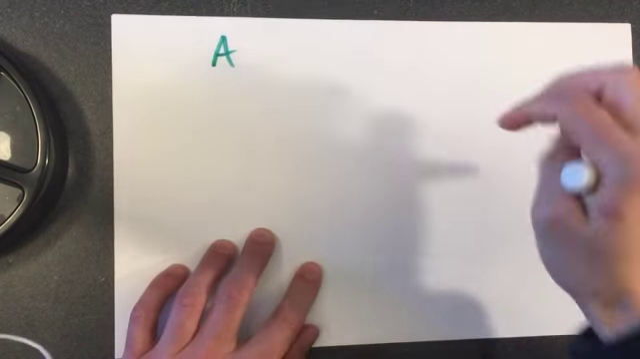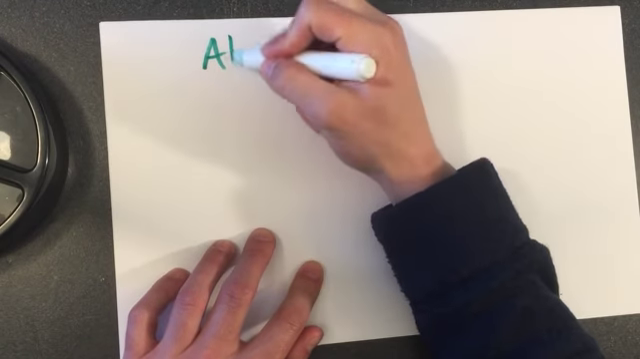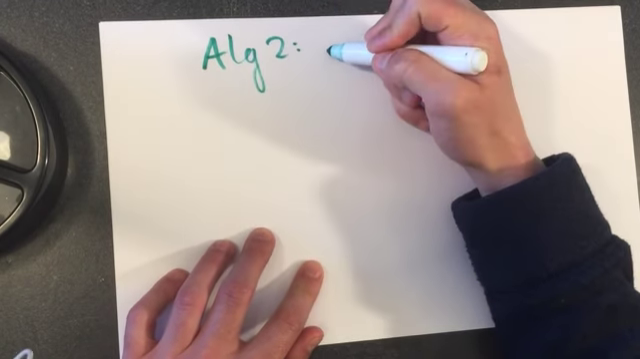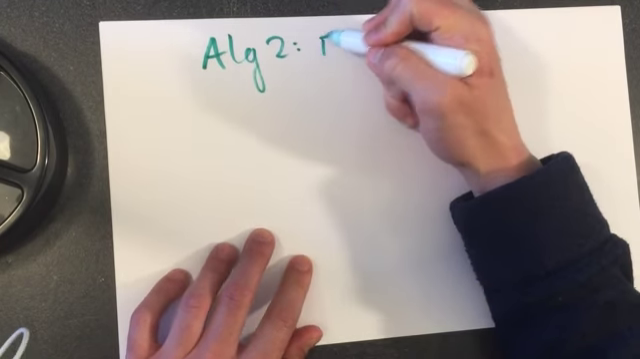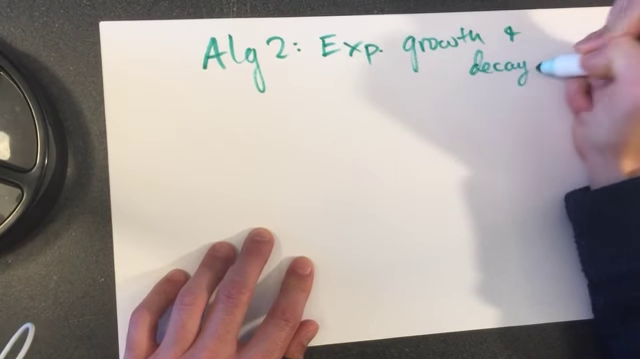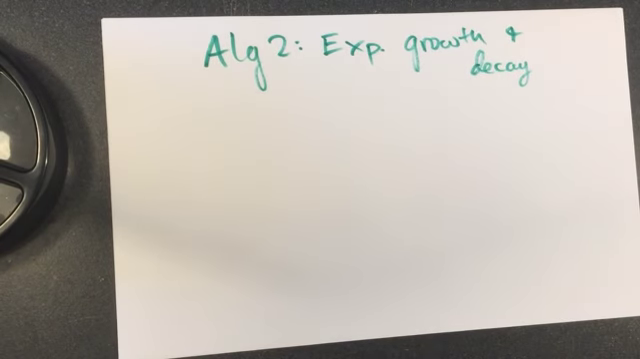We're talking about Algebra 2 right now. Make sure I have the paper nice and centered, okay? Talking about Algebra 2, we're talking about exponential growth and decay. This is going to correspond to the first section of our chapter.